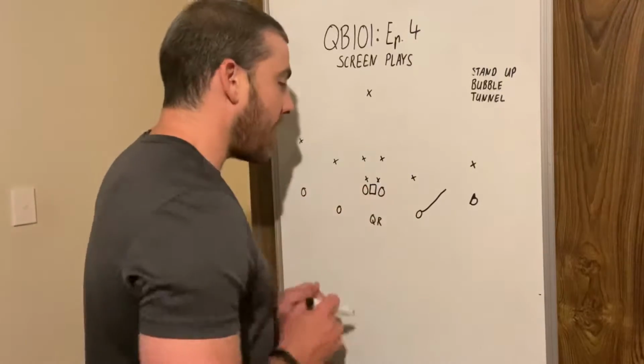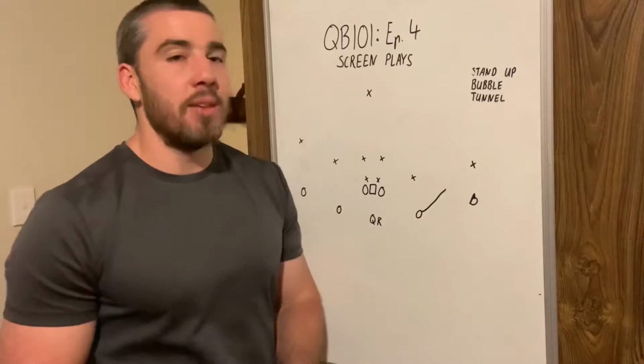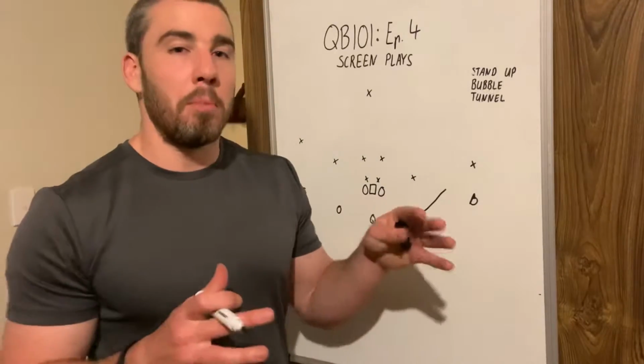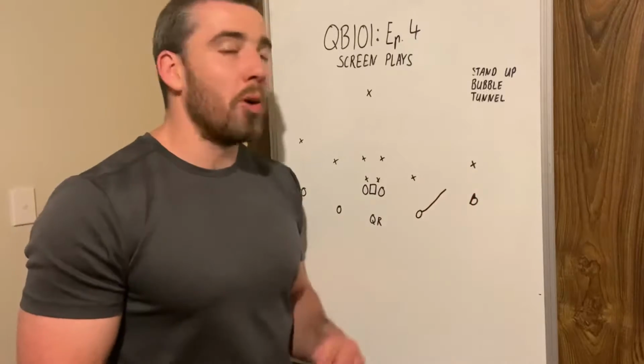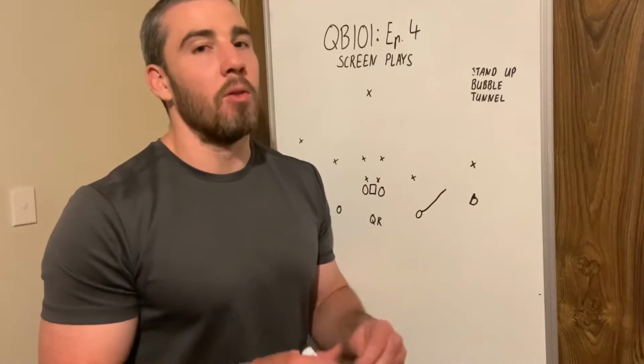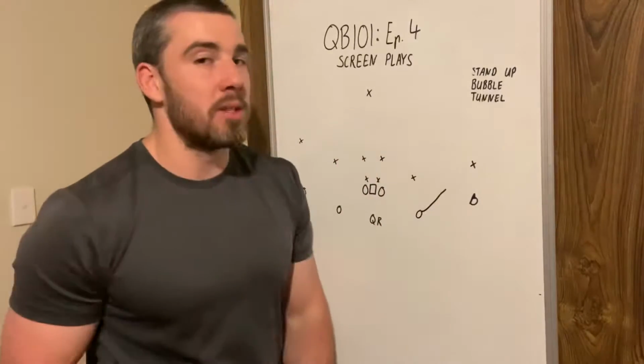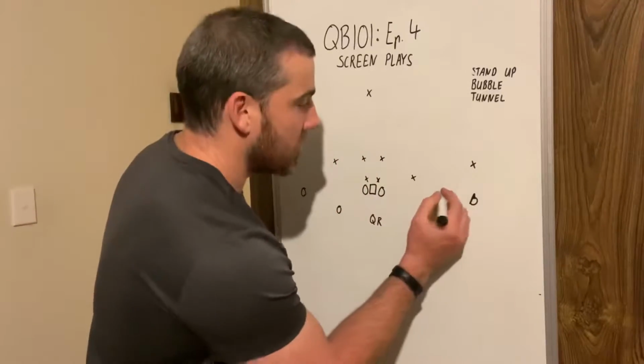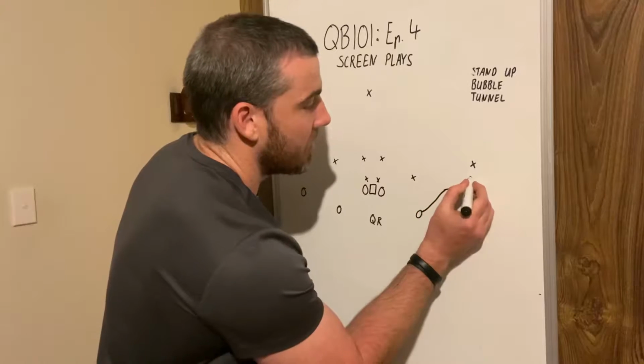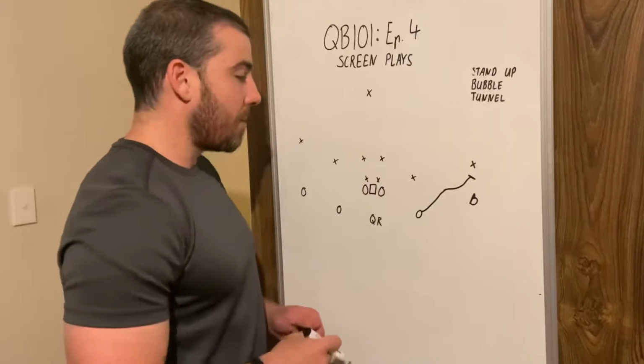Now, when we're talking about making blocks for our receivers, we don't have to bully and completely flatten the person we're blocking. We just have to get in the way. If you get in the way for 1 whole second, there's a good chance that receiver is going to be able to make a play. So we block the most dangerous. Let's just say for this play, it's going to be the corner.